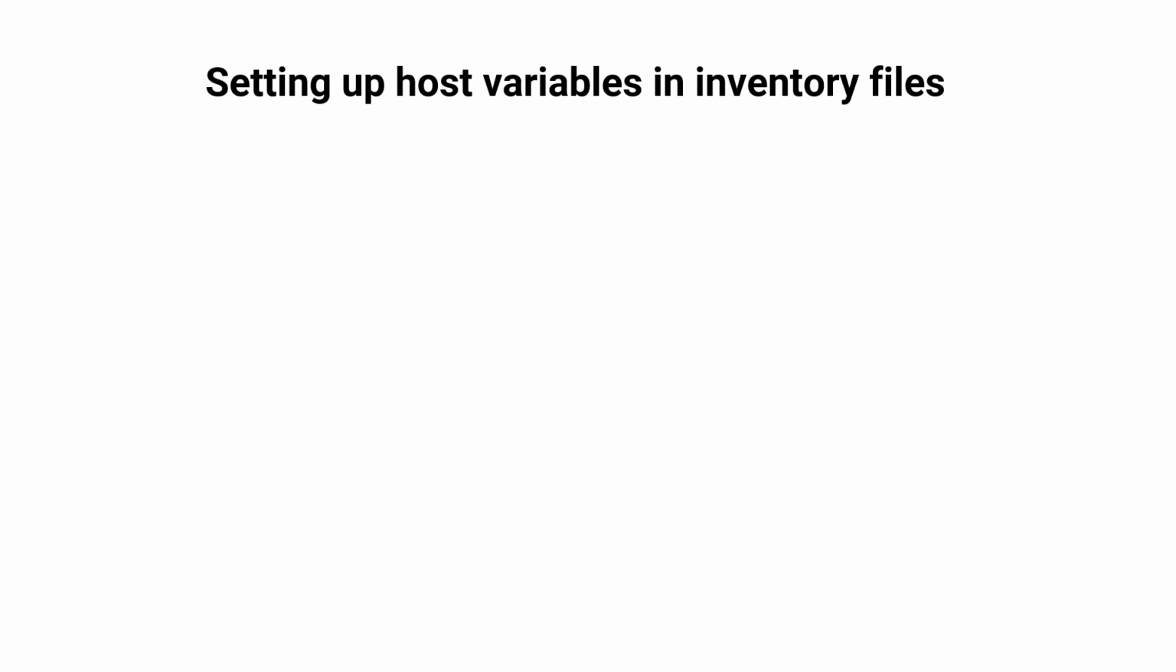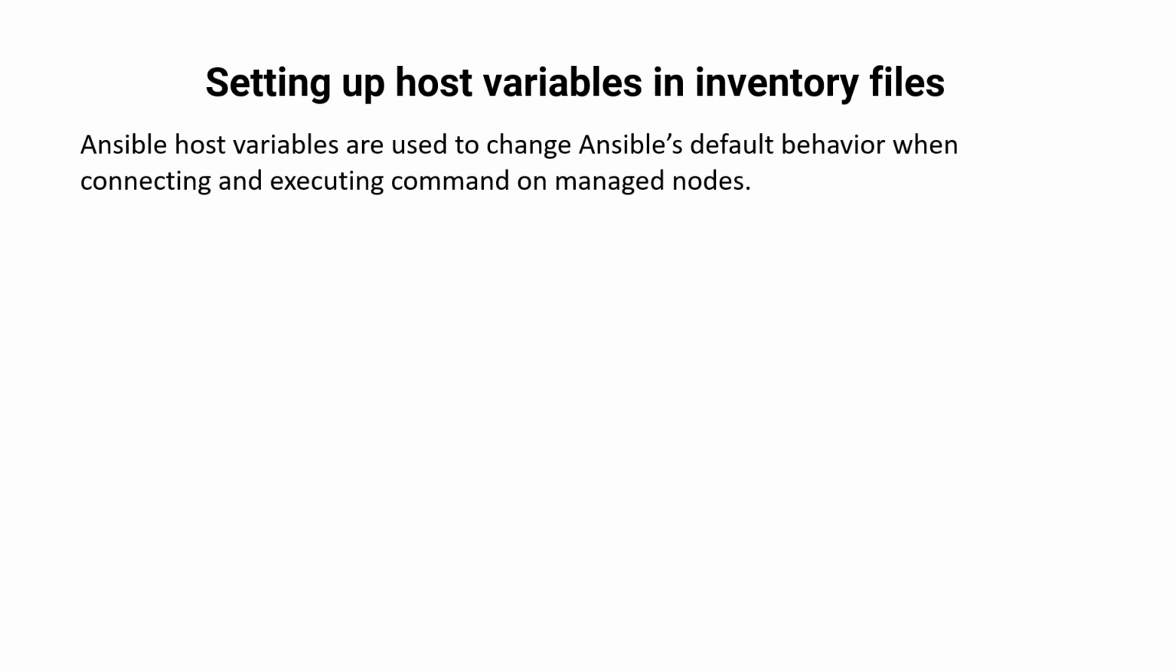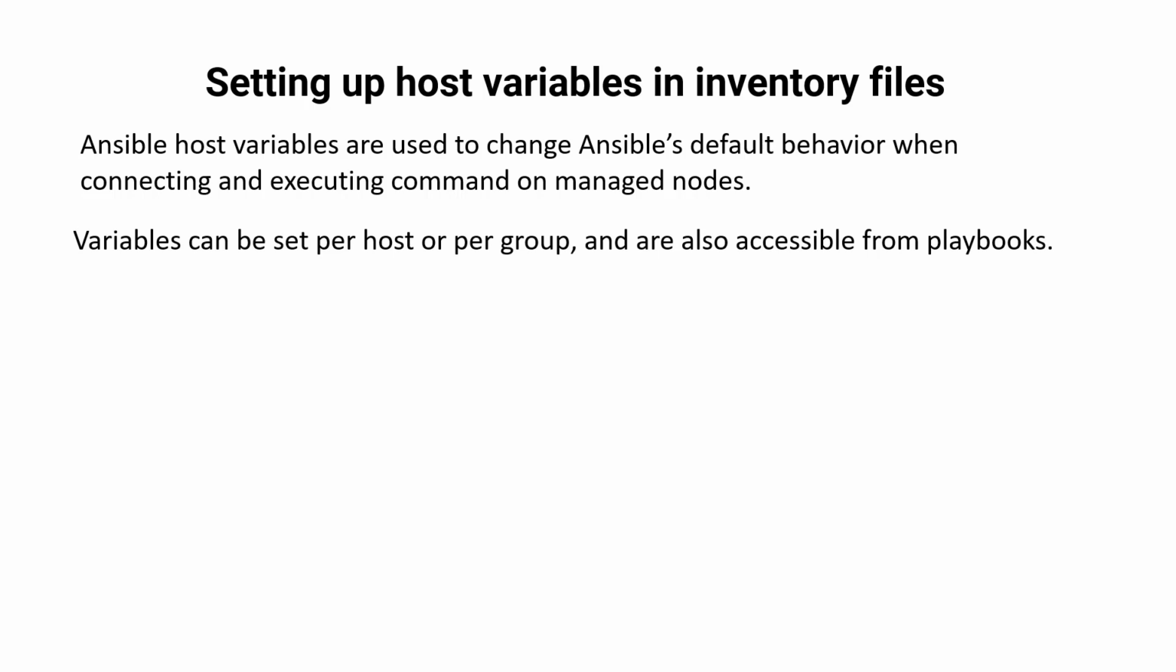Let's now see how you can set up host variables in inventory files. From our previous slide, we have already interacted with a host variable which pointed Ansible to the IP address of the managed nodes. So host variables are used to change Ansible's default behavior when connecting and executing commands on managed nodes. These variables can be set per host or per group, and they are also accessible from playbooks.